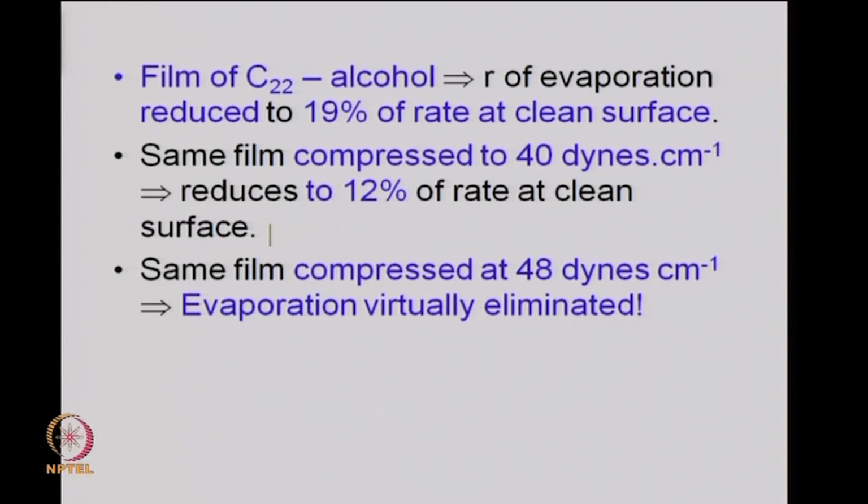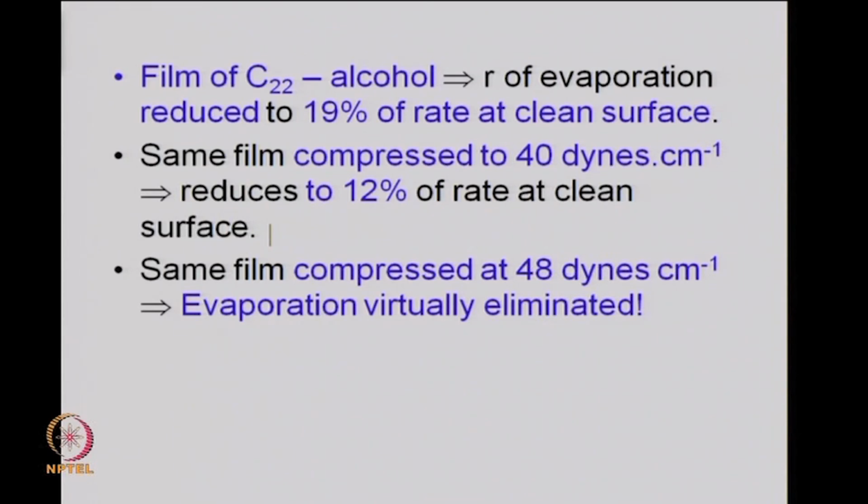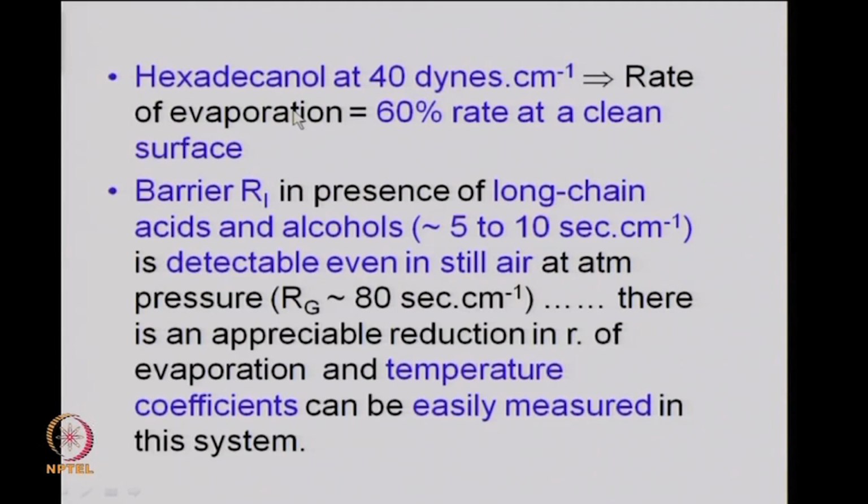What if we made this monolayer more compact? Compact it to double of that, 40 dynes per centimeter, and the evaporation rate would reduce to just 12% of that for clean surface, or compress it further to about 48 dynes per centimeter, and you could practically eliminate evaporation. It is a different matter how in a practical system you could have that, but perhaps you do not need these dramatic figures. We do not really need the C22 alcohol.